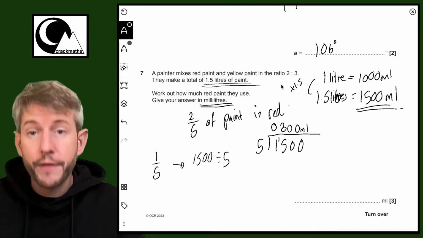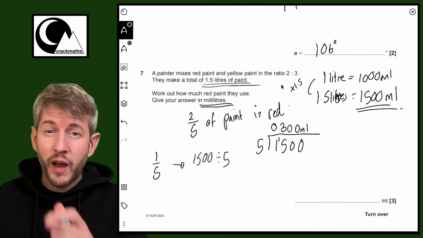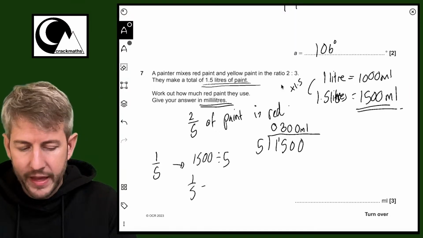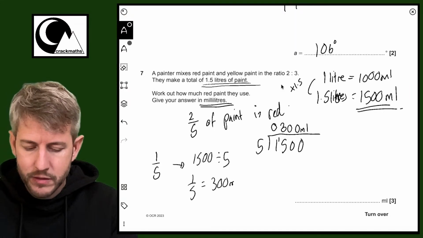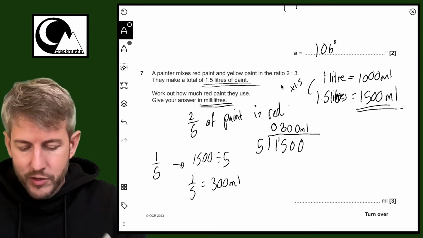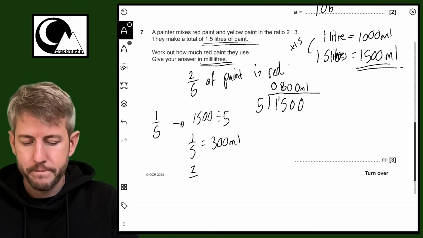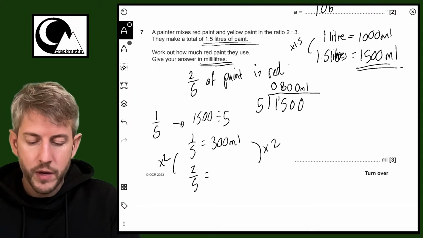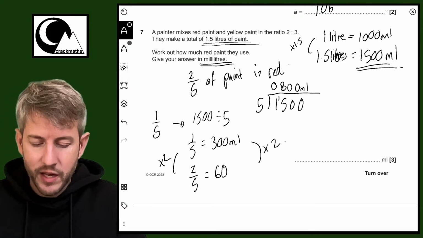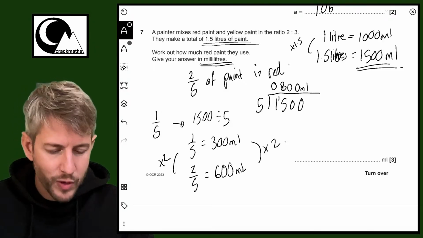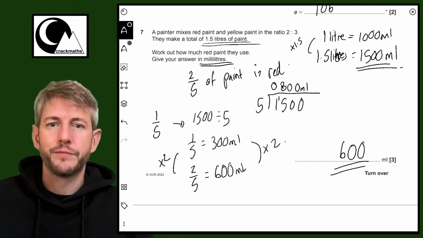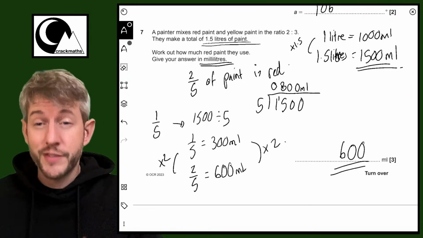We want 2/5 of the paint, which means we want that 1/5 twice, okay? So if 1/5 equals 300 millilitres, 2/5 will be 2 lots of this. So times that by 2, times this by 2, and that will be 600 millilitres. So I'll write this down here, 600 millilitres. Right, so 2/5 is 600 millilitres.